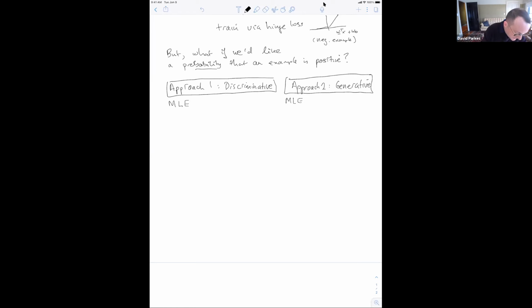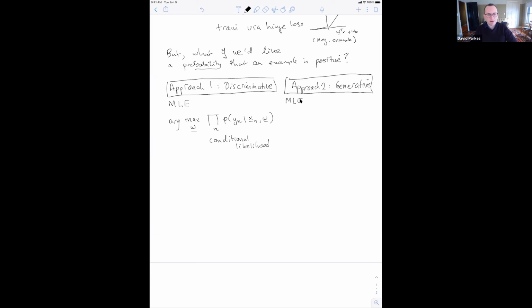The discriminative approach will work as follows. We'll be finding parameters W that maximize the conditional probability of the labels in the data. This is what we would call conditional likelihood.